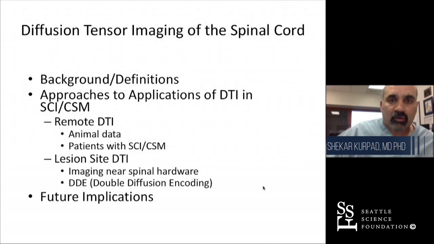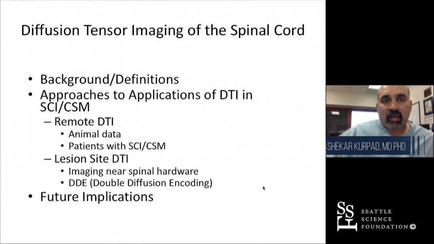So with that as background and definitions, we adopted a couple of different approaches to apply diffusion imaging in the context of spinal cord injury, and we've also done some work with cervical myelopathy. I will describe two of our approaches.